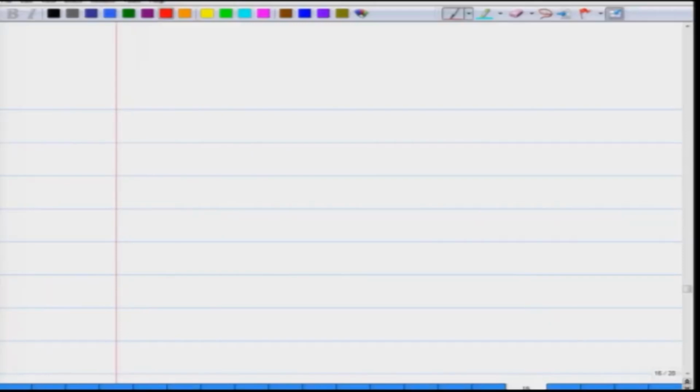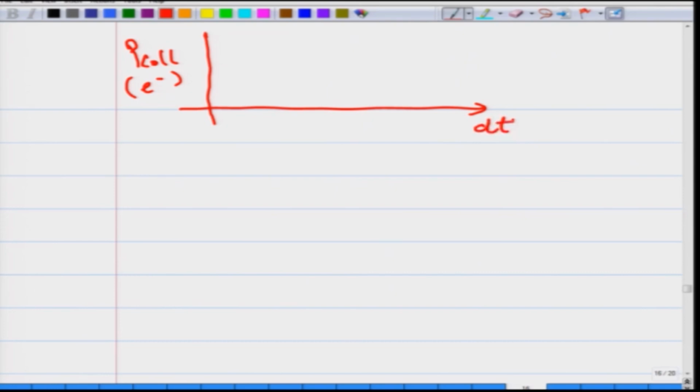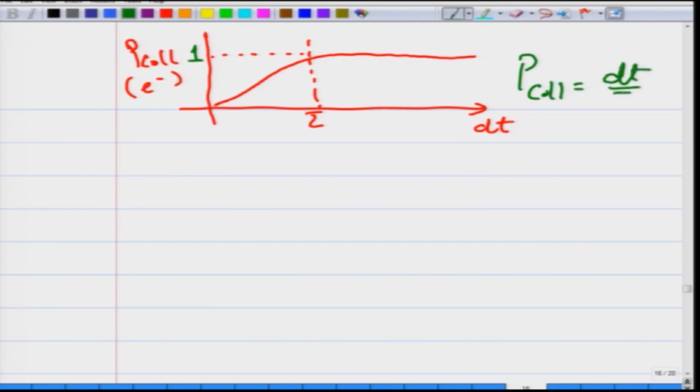So, if you look at the probability of the collisions of the electron as a function of this dt time interval, where beyond tau the value saturates to 1 because it is 100% guaranteed there will be a collision, and for time intervals which are less than tau, the probability of collision is dt by tau.